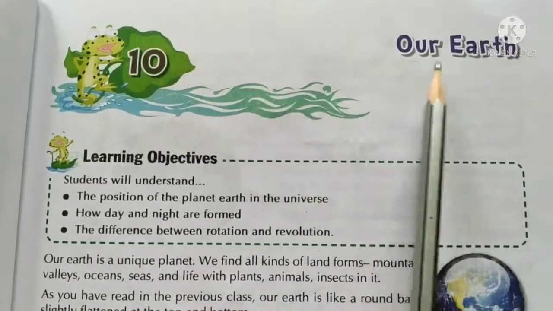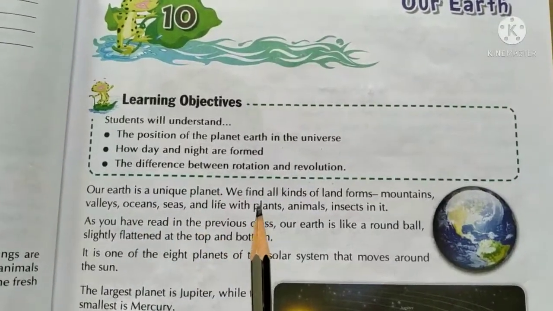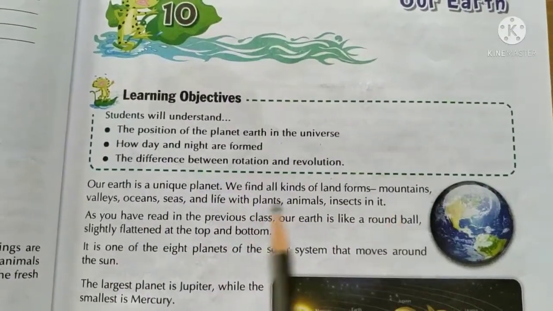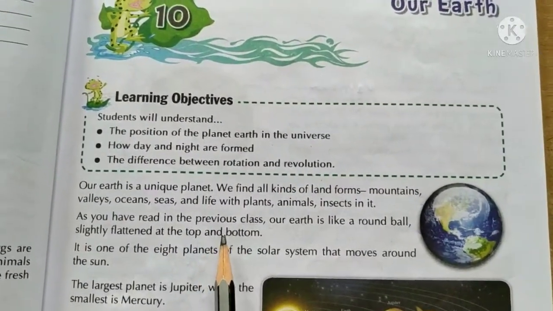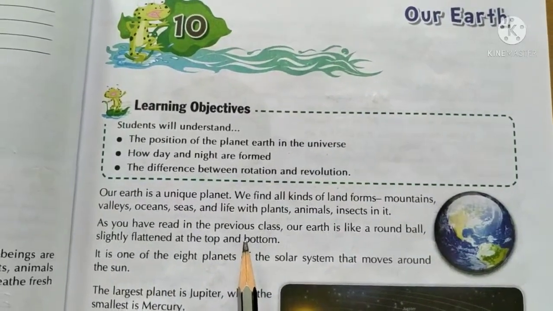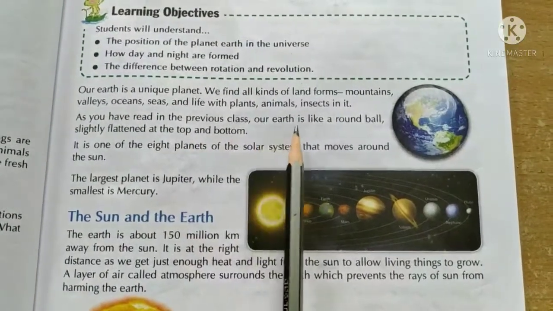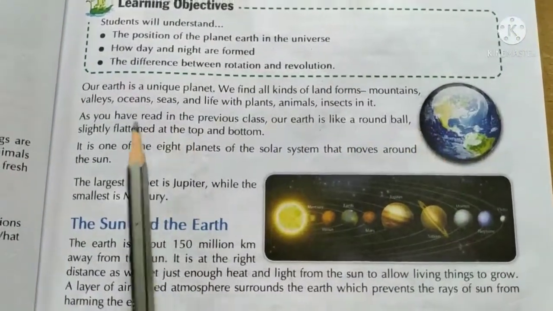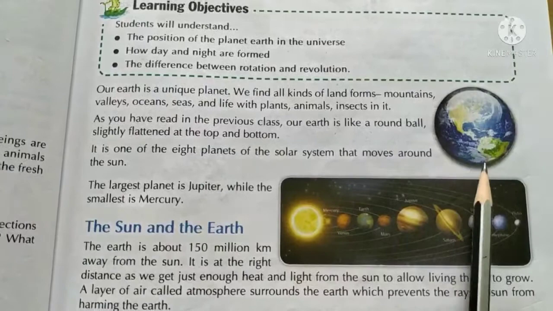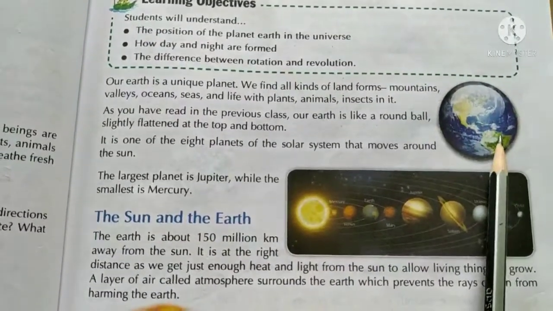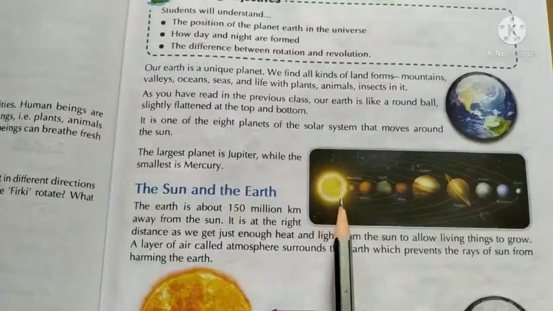Chapter 10, Our Earth. Children, we know that our Earth is a unique planet because we find all kinds of landforms, mountains, valleys, oceans, seas, and life with plants, animals, insects in it. It is the only planet in the solar system to have life in it. We have read in the previous classes that our Earth is like a round ball which is slightly flattened at the top and bottom. So, the top and the bottom part is slightly flattened and it is round towards the center. It is one of the 8 planets in the solar system which moves around the sun.